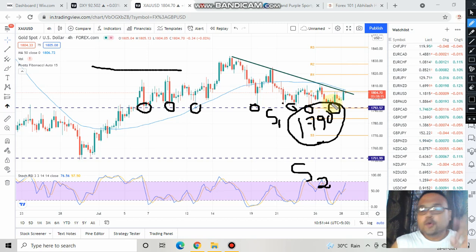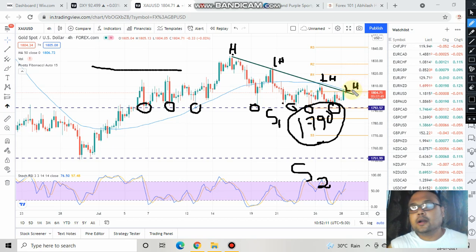Therefore, slowly this level is losing its strength, and we can also draw a trend line here, because this was the high made by the market, and after hitting the 1790 level, when the market went up again, it could not cross the previous high. Rather, it made a lower high here. Again the market made a lower high. Again the market has made a lower high. Just try to understand my words here.